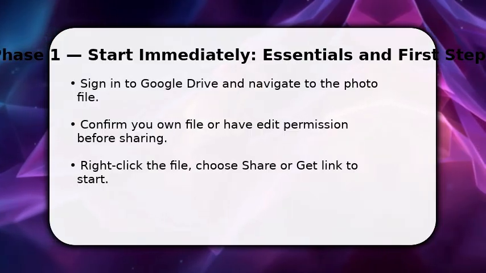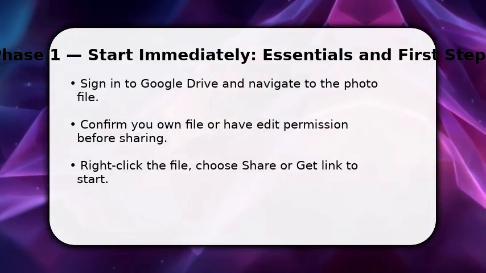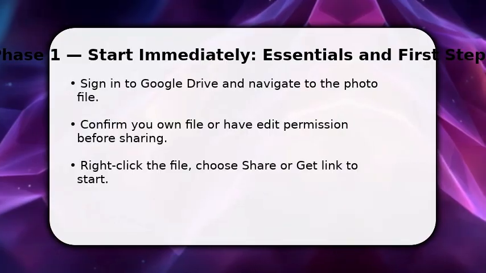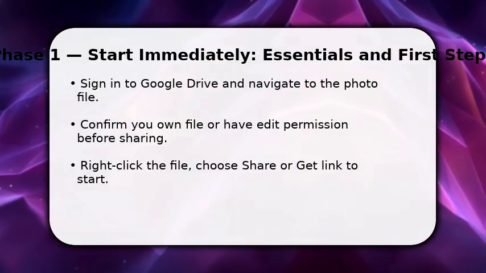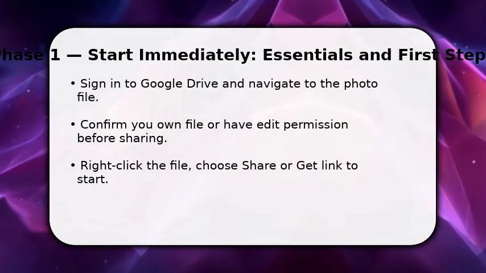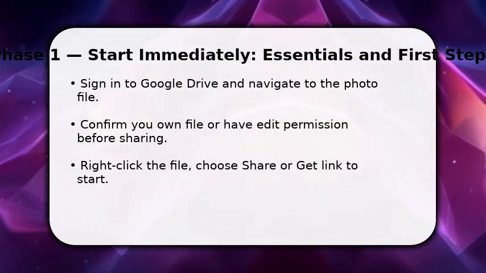Selecting Share gives immediate options for people, while Get Link prepares a shareable URL. This first step sets the sharing method and scope, so do it carefully to avoid redoing permissions later.